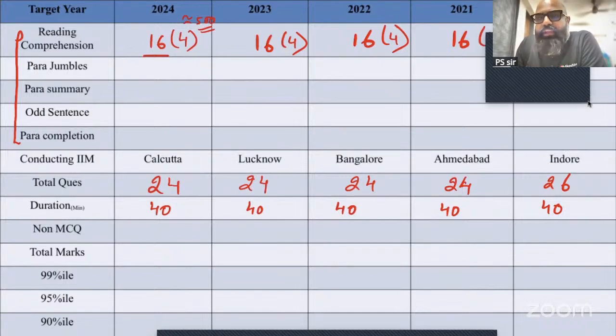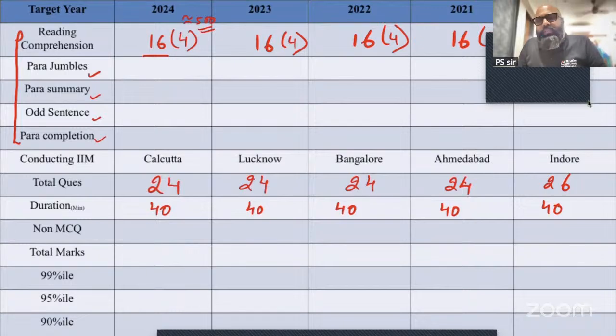So this is reading comprehension. If I talk about the number of words, 500 to 550 is the word limit which the passages typically have if you see the last 5 years. Now, when we talk about verbal ability, it covers para jumbles, para summary, odd sentence, and para completion.